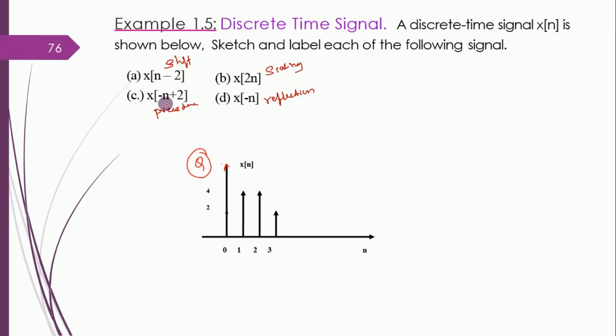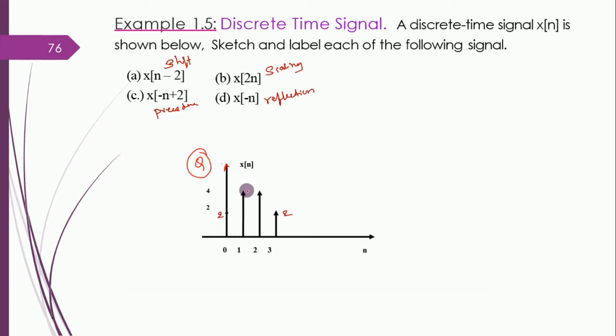And what is this? You have to apply precedence. All things are there here. There is a scaling factor, that is minus 1, or else you can call it reflection. There is shifting. All these combined we have at C. First we'll solve A, B, D and then come to C.